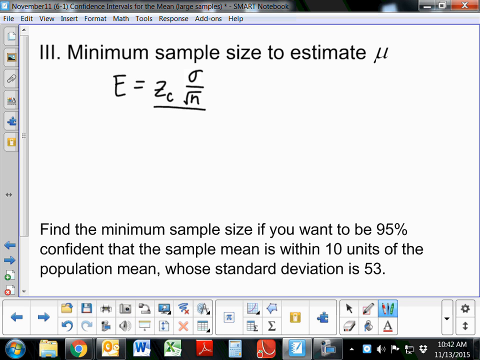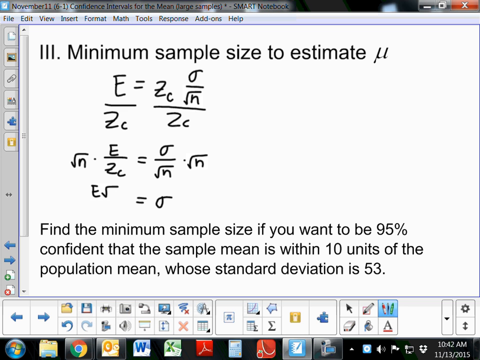Okay. So far I've got E over Z sub C, and that would equal standard deviation over square root of N. Standard deviation equals N times the... Yeah, you'd have to have this being multiplied to get it out of the denominator. Okay, so you said standard deviation equals E, I've got the square root of N over Z sub C.